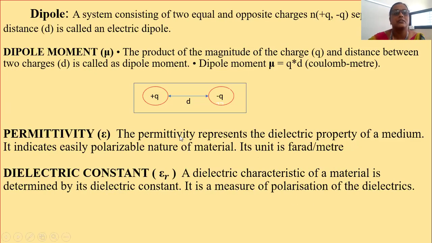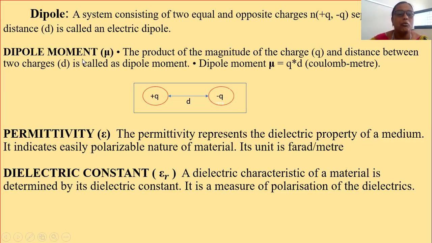Next, what is a dipole? A system consisting of two equal and opposite charges, that is plus q and minus q. The magnitude of the two charges should be equal, and they should be separated by a small distance. A system of two equal and opposite charges, plus q and minus q, separated by a distance d, is called an electric dipole.